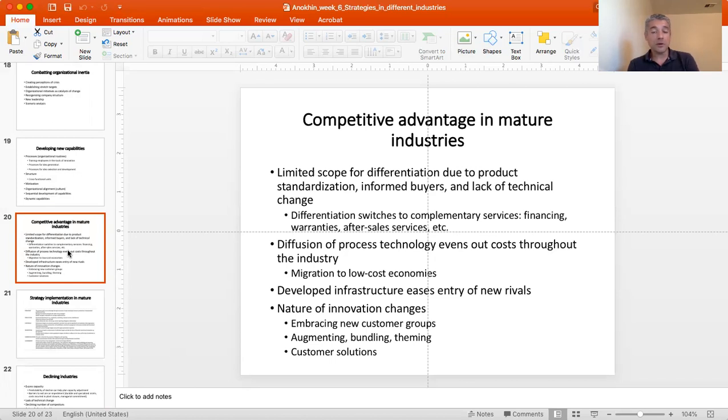You also know that because of this diffusion of process technology, the costs that most companies have within the industry are roughly the same, right? So efficiency is at about the same level. If you want to pursue cost leadership, which is the sensible thing to do in this situation, you have to migrate to low-cost economies, right? So you have to globalize, internationalize, and we'll have a separate session probably in 2 weeks where we'll talk about internationalization in some detail. So you want to go to low-cost economies.